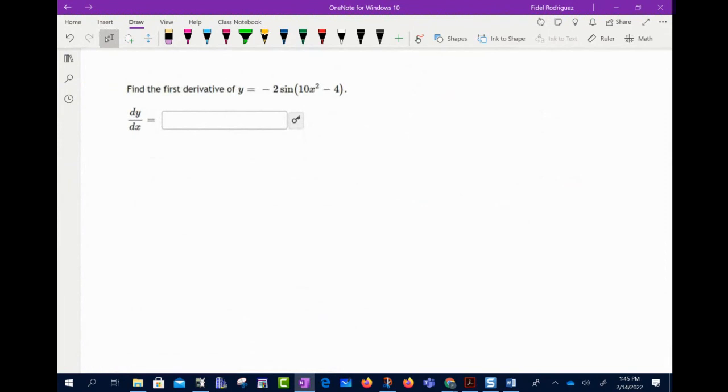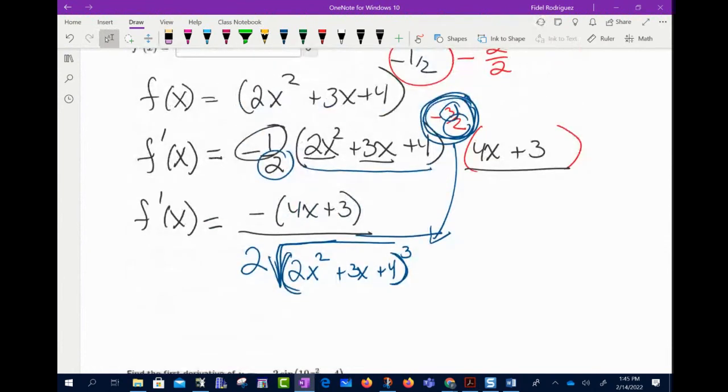Okay, so let's see. We got another chain rule problem here. Let's go through it in pieces. Now, I'm just leaving the negative 1 on the outside, but if you want to write it as negative 4x minus 3, that's fine too.